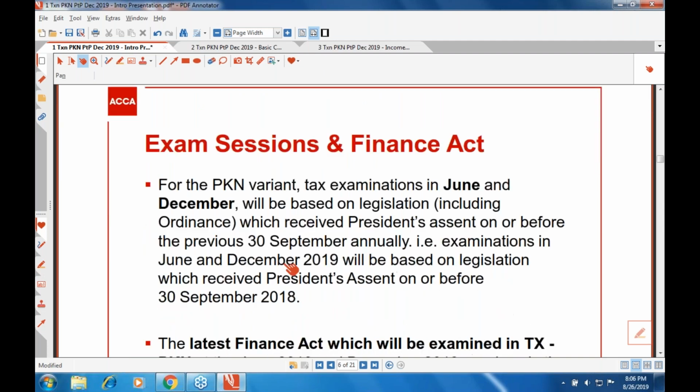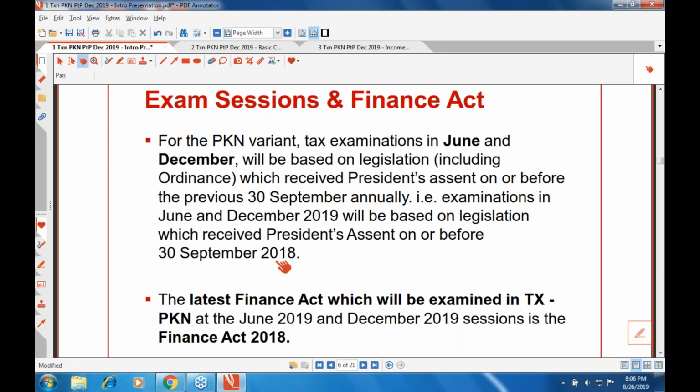Now next, regarding this exam session and Finance Act, I would like to have feedback from you. You can write in the chat window what exactly your objective and motto is behind attending this session. What are you expecting me to deliver, and what is the purpose behind you attending? Do you want to attempt the ACCA Pakistani paper, or do you want it for CPD, or for some other reason? A quick feedback suggestion on the objective behind attending this session would be helpful.